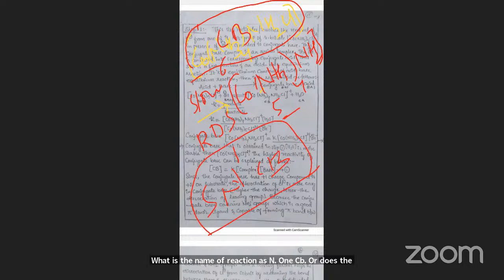Okay, so that means conjugated base. Only one molecule. Which molecule is that? This is the conjugated base molecule. How many molecules are involved? One molecule. What is the reaction? Nucleophilic substitution reaction. What is the name of the reaction? SN1 CB: conjugated base, unimolecular, nucleophilic substitution reaction.